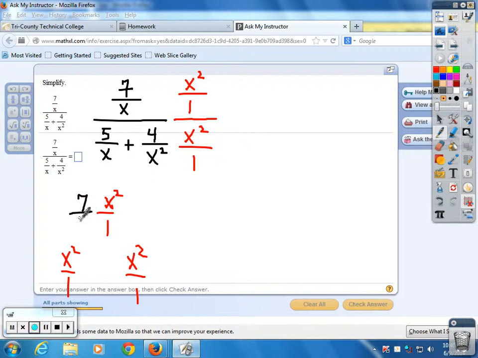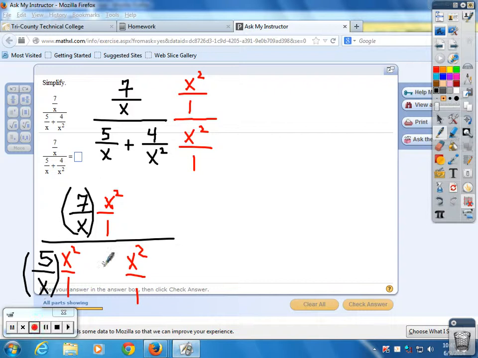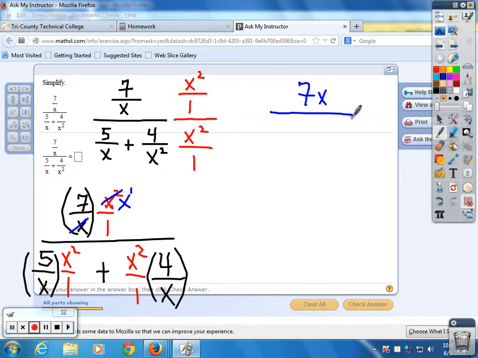7 over x over 5 over x plus 4 over x squared. And then start doing your canceling. Because that's what you're doing. That's why you're doing it, to get rid of some of this stuff. X squared will cancel with that x. That'll leave x to the what? First power. So 7x is up top.